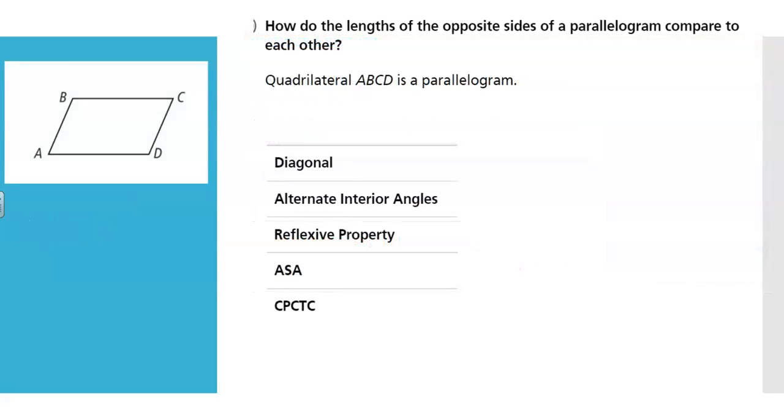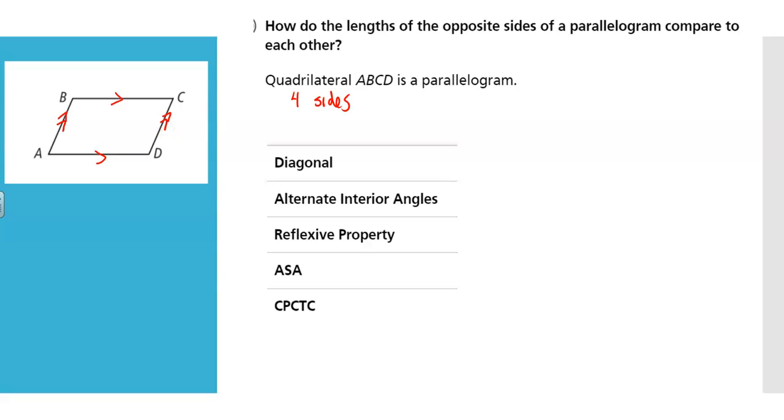Now, we're going to see if we can do a proof here, kind of an informal proof. We're going to look at if we can figure out something that's true about the length of the opposite sides of a parallelogram. So here's a quadrilateral. Quadrilateral means it has four sides. And I'm telling you that it's a parallelogram. That means you could put little arrows on here. So BC would be parallel to AD, and AB would be parallel to CD.